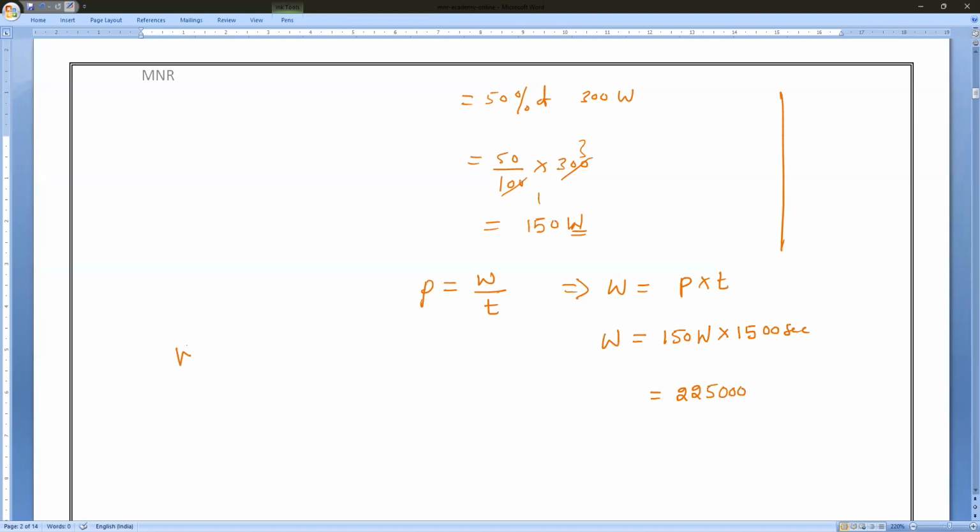What do you mean by watt second? Watt is equal to joule per second, and joule is equal to watt into second, not watt per second. Be very careful. Joule per second is watt, but watt per second is not joule. Do you understand? Be very careful. So 225 into 10 power 3, which equals joule. That's all. Solve it.